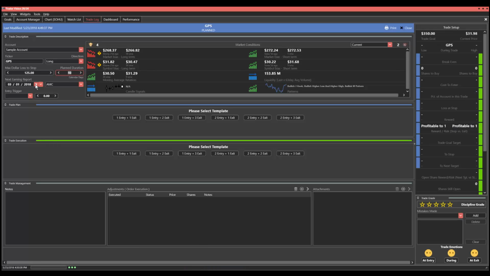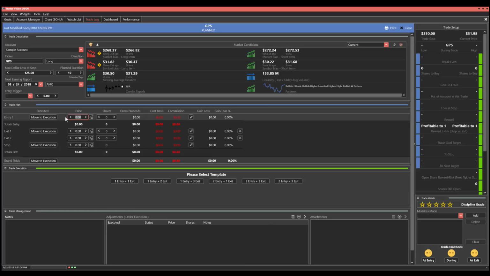And let's just change this. Okay, so let's do 32.10 entry, 34.85, 37.80, and 31.30 as the stop.